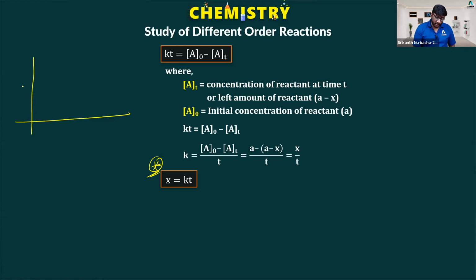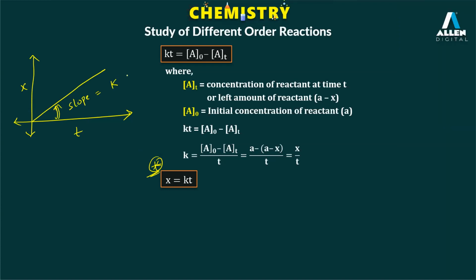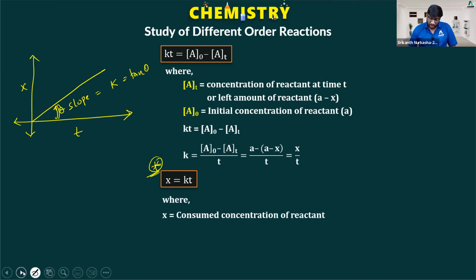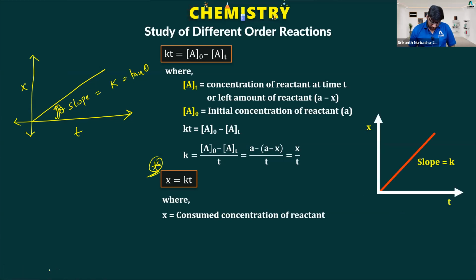You can take a plot of x versus time. x is the amount of reactant consumed. Different plots we can plot: rate versus concentration, concentration of reactant versus time, and how much amount of reactant has been consumed versus time. This is a graph of x equal to Kt, so you get a straight line again. What is the slope? K, that is equal to tan theta, if this angle is theta, where x is the consumed concentration of reactant. So slope is equal to K.